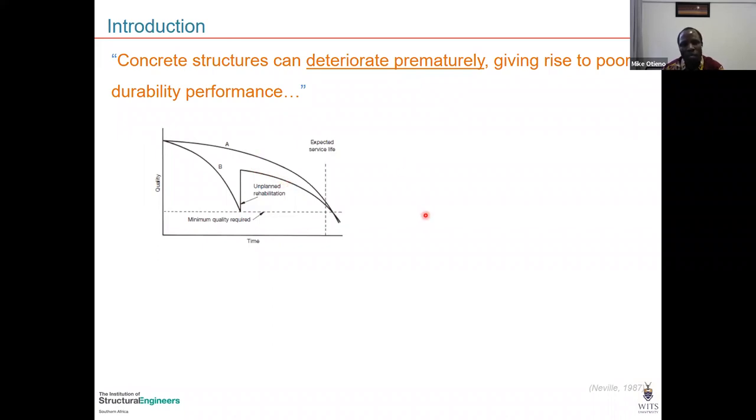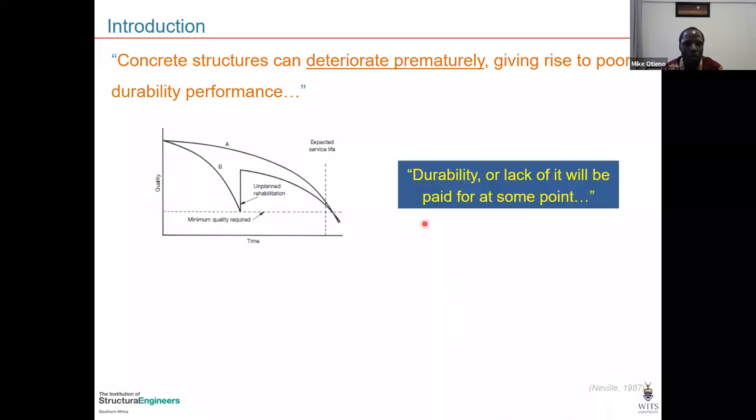So in essence, whether we like it or not, we will pay for durability at some point. We have two options. One is that we pay for this durability as a capital expenditure at the beginning, at the design and construction stage, or we pay for it sometime later after the structure has deteriorated. And we know how expensive this can be. So this is a problem that we want to try and avoid, and what we're trying to drive.